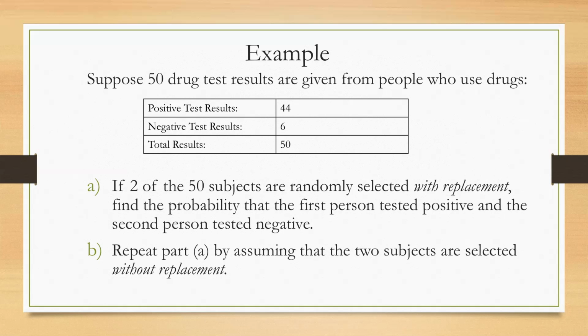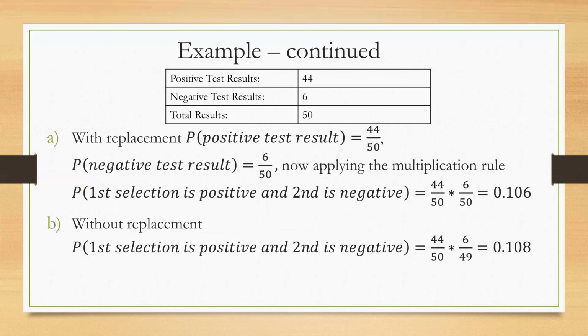Now, the bottom part says, repeat part A by assuming that the 2 subjects are selected without replacement. Without replacement means once you pull one out of the pool, there's one less person to take into consideration. The probability of a negative test result is 6/50ths, and a positive result is 44/50ths. We multiply those 2 together. With replacement, meaning we put them back into the pool, we get basically 10.6% or 0.106. Without replacement, which means we pull one out and don't put it back in, we see about 10.8% or 0.108. You'll see the denominator is impacted by the one less person in the pool.